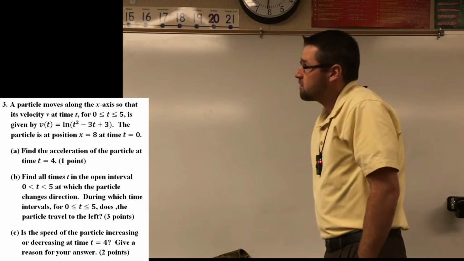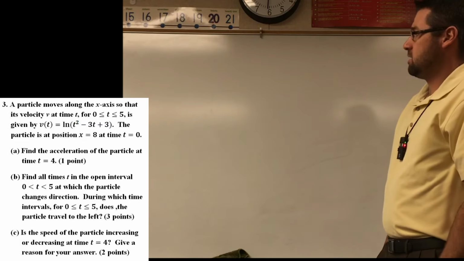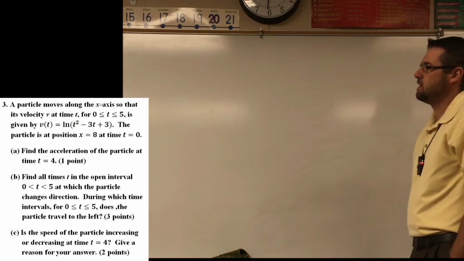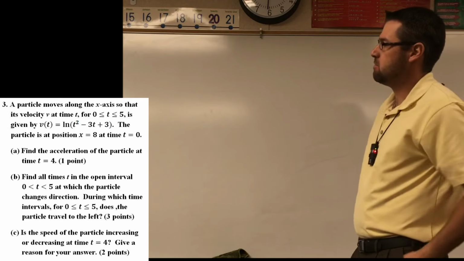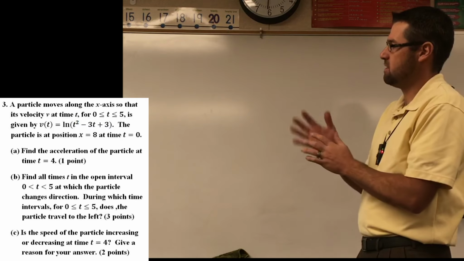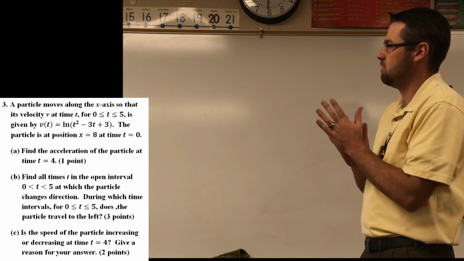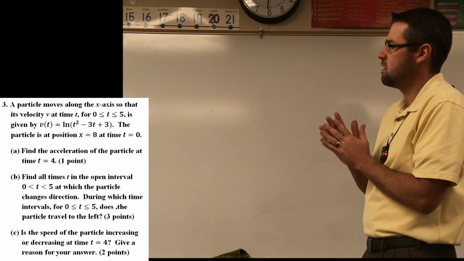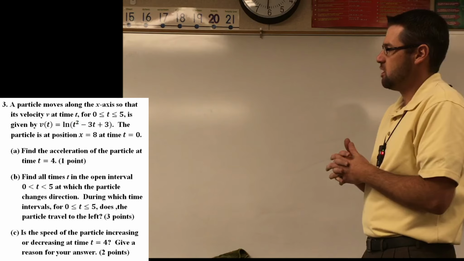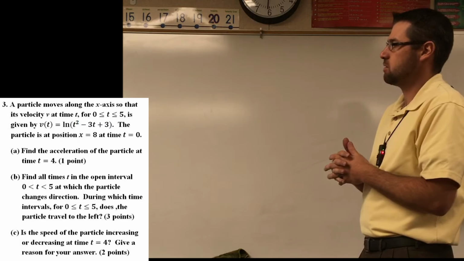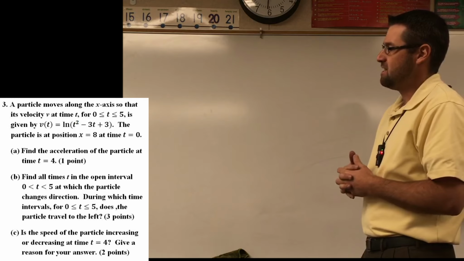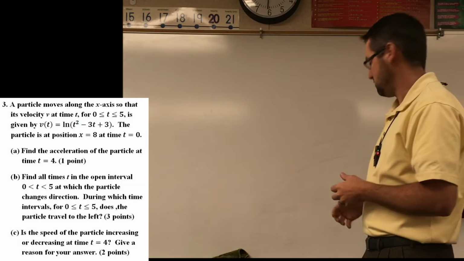Okay, for number 3, it says a particle moves along the x-axis so that its velocity at time t between 0 and 5 is given by that function. Velocity equals natural log of t squared minus 3t plus 3. The particle is at a position of x equals 8 at t equals 0. Part A, it says find the acceleration of the particle at time t equals 4.